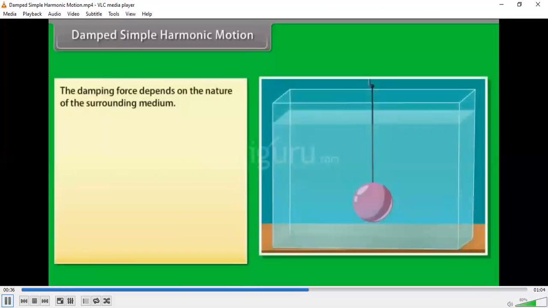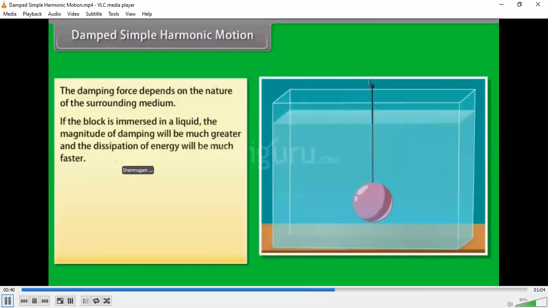The damping force depends on the nature of the surrounding medium. Please note it more. What are the factors on which the damping force depends? It is based on the nature of the surrounding medium.